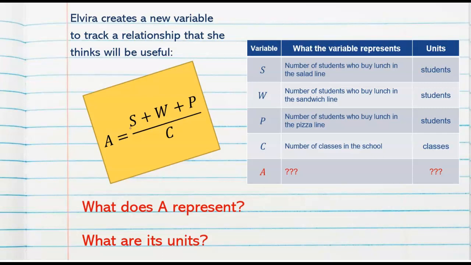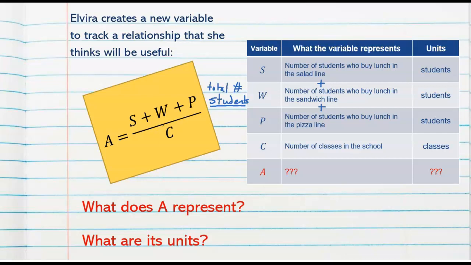Well, the top of this fraction, S plus W plus P, let's see what that is. Number of students who buy lunch at the salad line, plus the number of students who buy lunch in the sandwich line, plus the number of students who buy lunch in the pizza line. If we add all three of those together, first of all, what is the units? What's the units on the top of that fraction? Students plus students plus students. If we add all those students together, we'll still get a total number of students. And in fact, that's exactly what that means, right? Total number of students who eat lunch, or who buy lunch, rather.